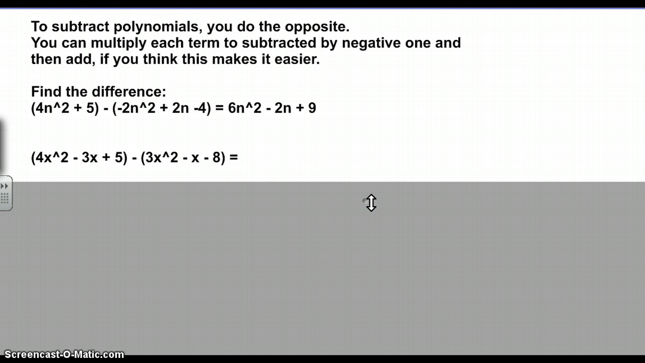Why don't you try this one? We have 4x squared minus 3x plus 5 minus 3x squared minus x minus 8. Take a second and see if you can do that one. Remember to just subtract like terms.